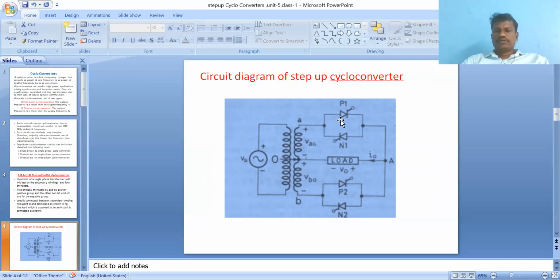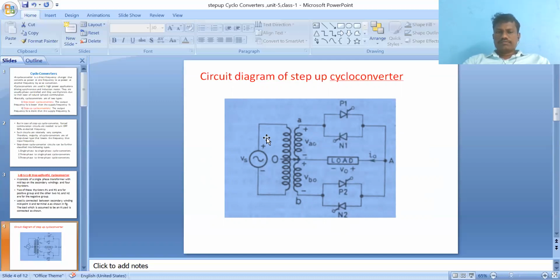In this diagram, there are two thyristors P1, N1 anti-parallel, and again P2, N2 anti-parallel. Here P1, P2 means the positive group of thyristors, and N1, N2 indicates the negative group of thyristors. The load is considered a resistive load, so the load current flows in the plus or minus direction, depending upon the direction of the current. So this is the circuit diagram.